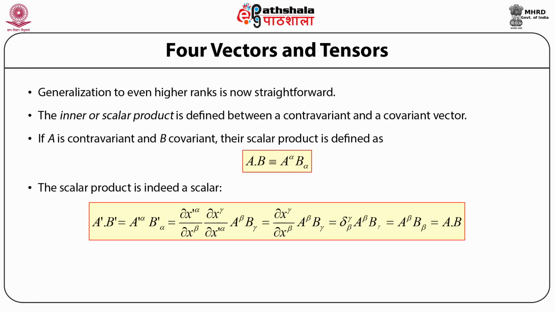and this is equal to partial derivative of x superscript gamma with respect to x superscript beta, whole times A superscript beta B subscript gamma, and this is equal to the delta function superscript gamma subscript beta, whole times A superscript beta times B subscript gamma, and this is equal to A superscript beta times B subscript beta and is equal to A dot B. So in this manner we see that the inner or the scalar product is invariant under a transformation from one frame of reference to the other frame of reference.